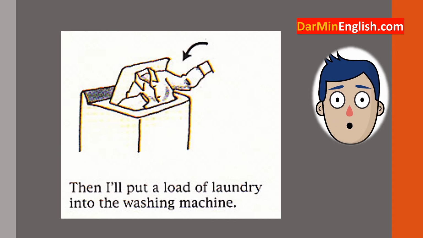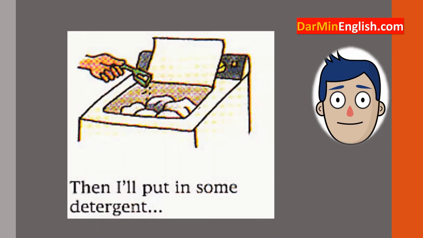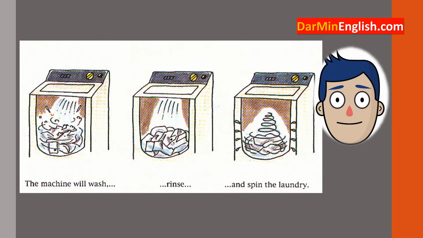Then I'll put a load of laundry into the washing machine. I'll adjust the settings on the machine. Then I'll put in some detergent. And turn the machine on. The machine will wash, rinse, and spin the laundry.